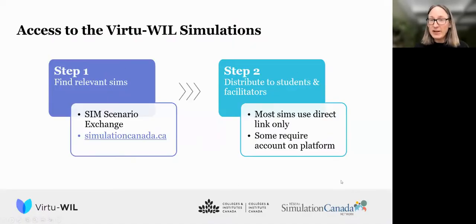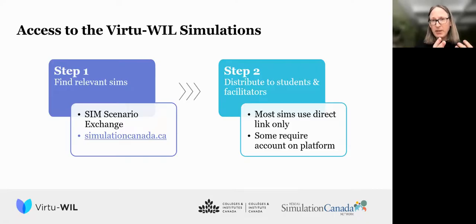Right, so next is talking about how to access these. So the two phases or two steps to accessing them. One is to use a catalog to find out what simulations are available and how to access them. And then the second step is to distribute them to students or to faculty.